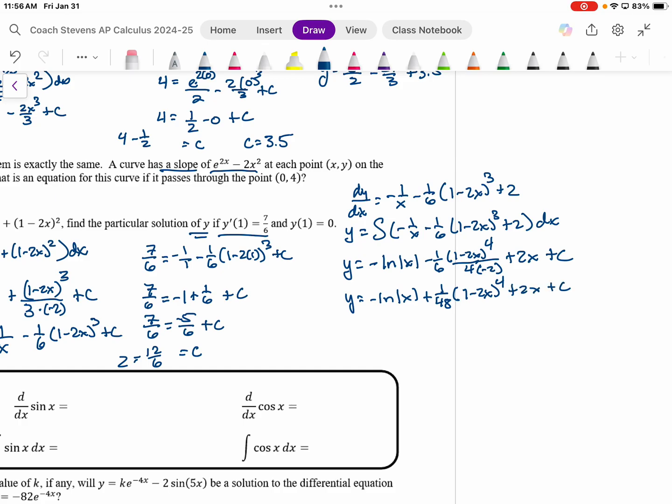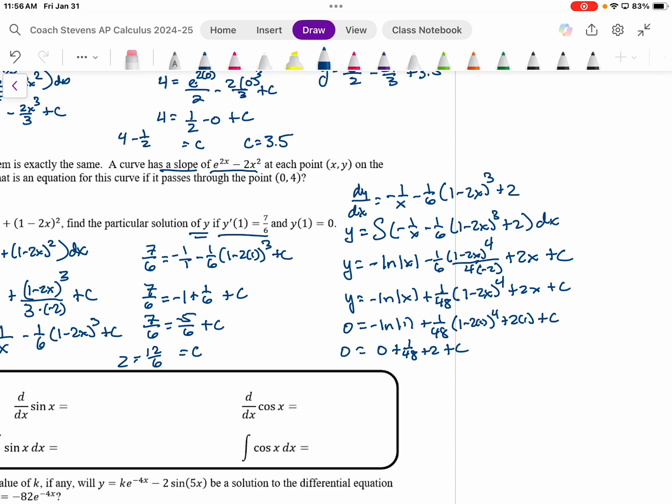And then now I'm ready to solve for that c. So I know the answer is 0 when I put a 1 in. So the negative ln of 1 plus 1/48 times 1 minus 2 times 1 to the fourth plus 2 times 1 plus c. So 0 equals, that would be 0. Then it would be plus 1/48, because 1 minus 2 would be negative 1 to the fourth is a positive 1, and then plus 2 plus c.